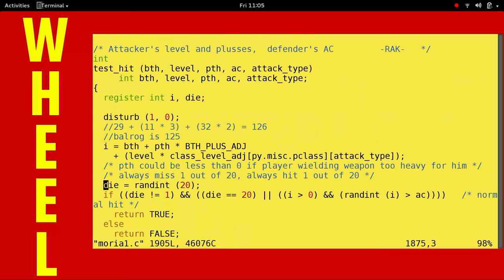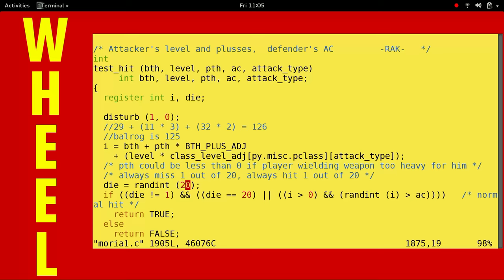Now, here's the deal. We roll a 126-sided die right here, and we only hit it if we roll a 126. Exactly. If we roll a 1 or 2 all the way up to 125, the Balrog wins, and we do not hit. Unless we just hit one of these magical 1 out of 20s, which is what this is. All right, so that's why we couldn't hit it. That's why the Balrog... It makes perfect sense now.